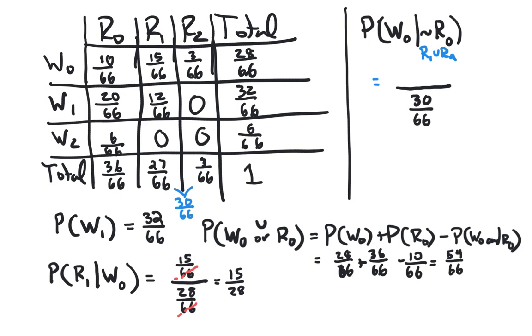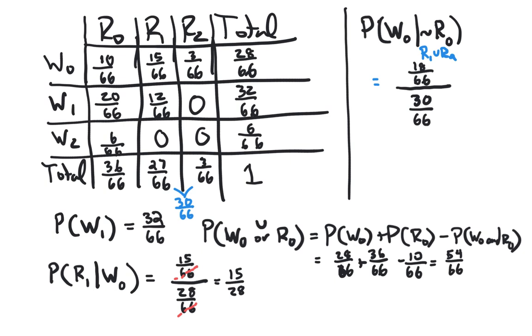And what about the numerator? It's drawing 0 whites. So we can either draw 0 whites and 1 red, or 0 whites and 2 reds. So we add these together. These are mutually exclusive, so there's no overlap. We don't need to subtract anything. So we get 15 plus 3 is 18 out of 66. Again, the probability of success here is 18 out of 66, the sum of these guys. And the total probability is 30 out of 66, the sum of these guys.